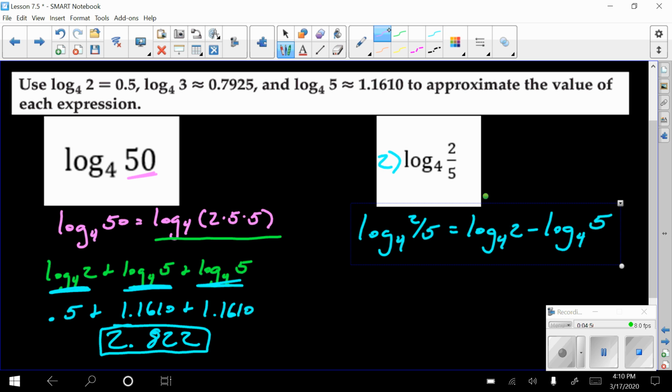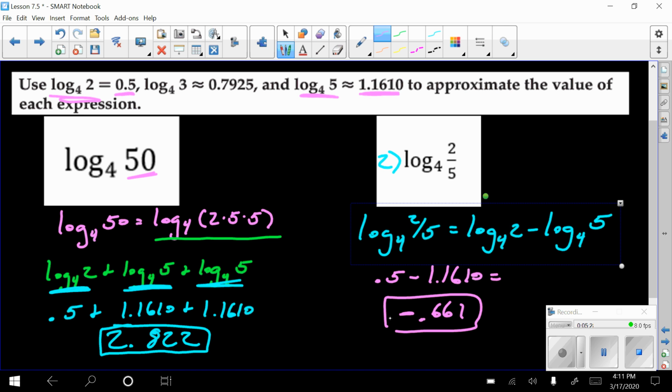We saw earlier that we actually have those values. Log base 4 of 2 we said was a half, and log base 4 of 5 was approximately 1.1610. So now we're just going to substitute those in: 0.5 minus 1.1610. Then I can subtract them. 0.5 minus 1.1610 gets us approximately, it's going to be a negative number, negative 0.661. And there's your value.